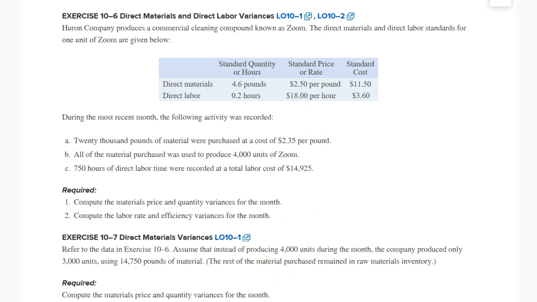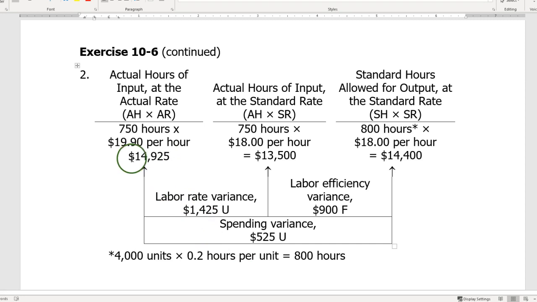So let's look at the chart. And here's what I did a minute ago. I took $14,925 divided by 750 hours to get the $19.90 per hour. Now you didn't have to do this. You can just leave the $14,925 here if you want to and compare it to the number you get over here. But I wanted to show you the breakdown and actually show you the amount per hour you actually paid.